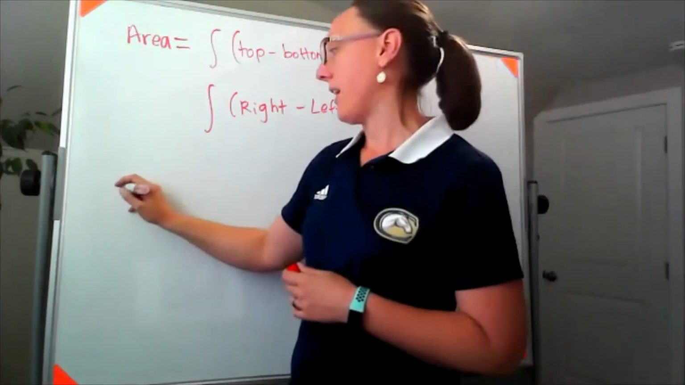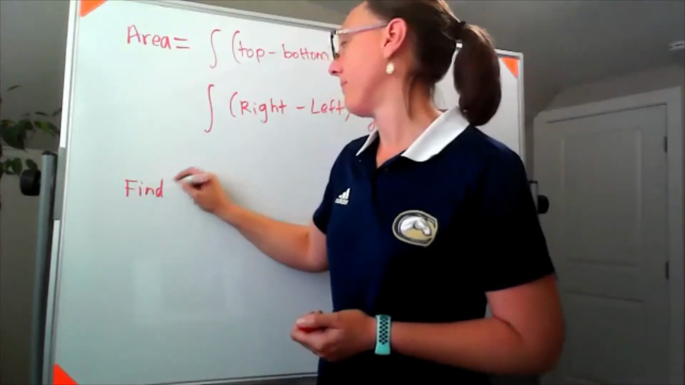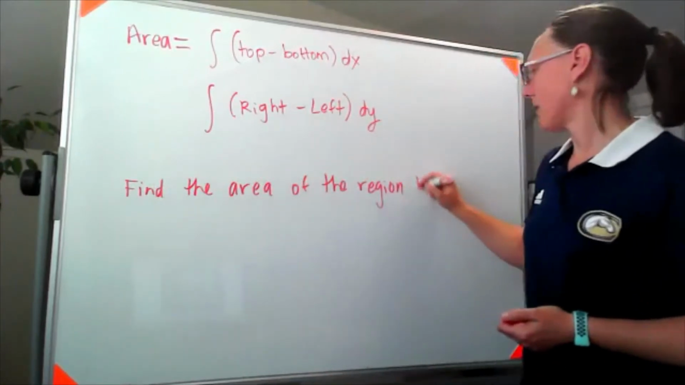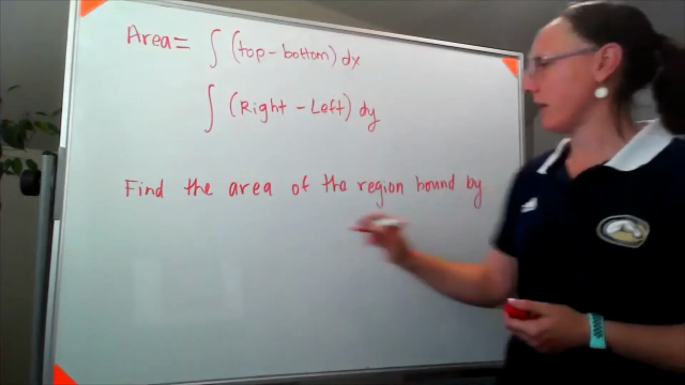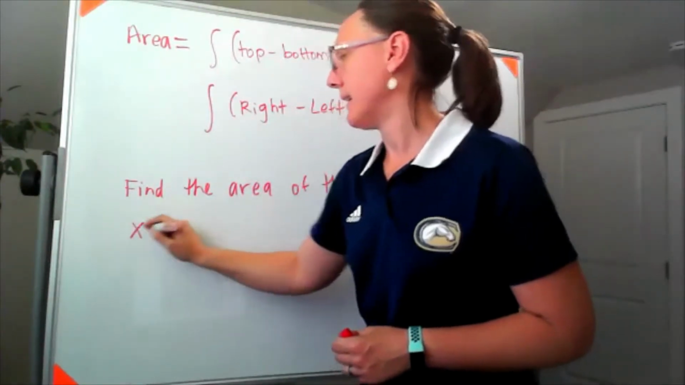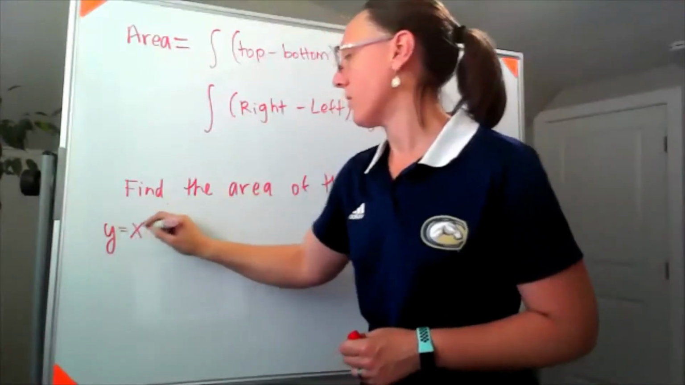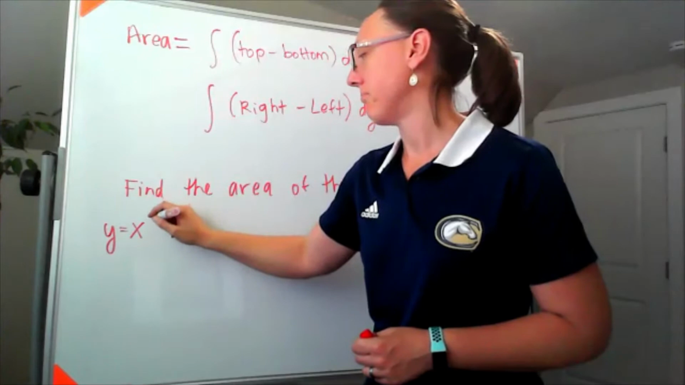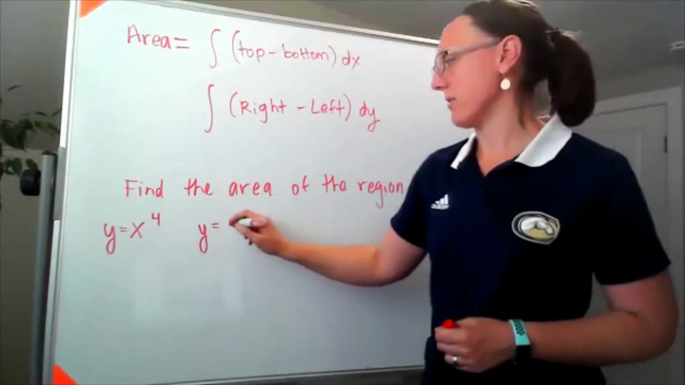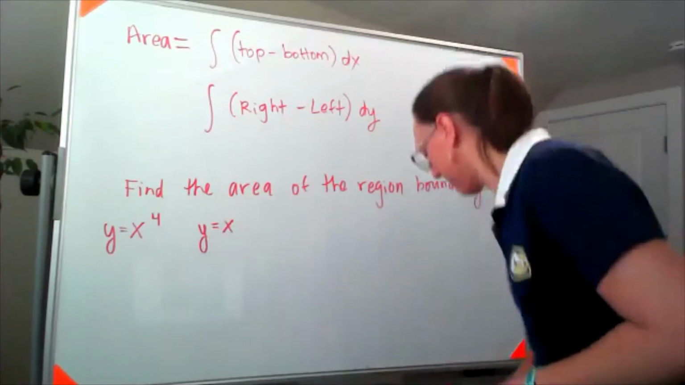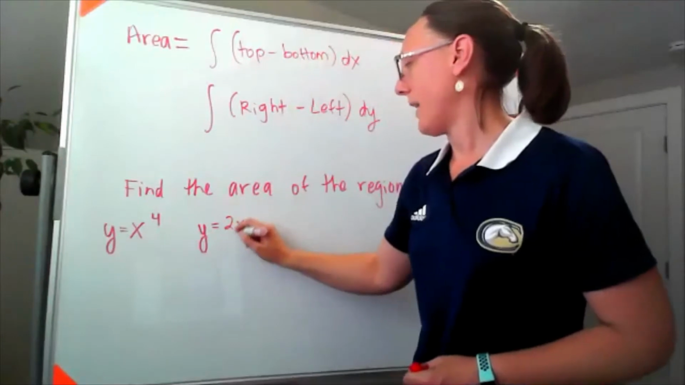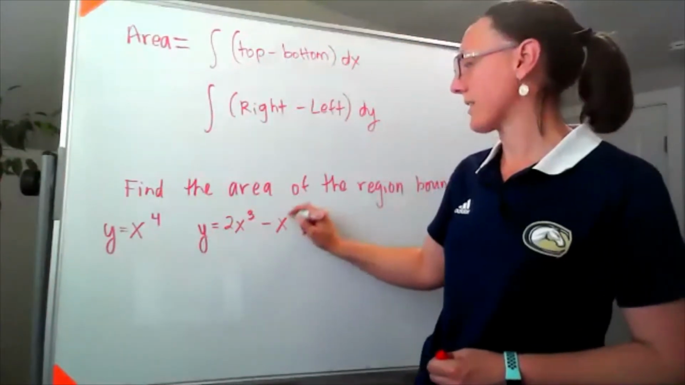So let's say that I asked us to find the area of the region bounded by, I'm going to keep our lives simple today, so let's make this y equals x to the 4th and y equals 2x cubed minus x squared.